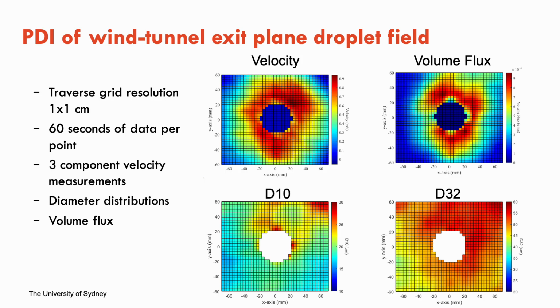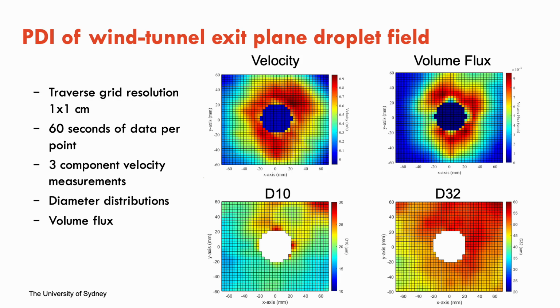On the top left, we have a graph of velocity. Velocity peaks at around 0.9 meters per second near the burner, which is in the center, and drops off to 0 near the edges of the wind tunnel. Volume flux follows a similar profile to velocity, just more asymmetric because of manufacturing differences in each of the nozzles. And down at the bottom we have measurements of droplet distributions, D10 and D32. D10 is quite uniform around 20 microns, and D32 is also quite uniform around 50 to 55 microns.